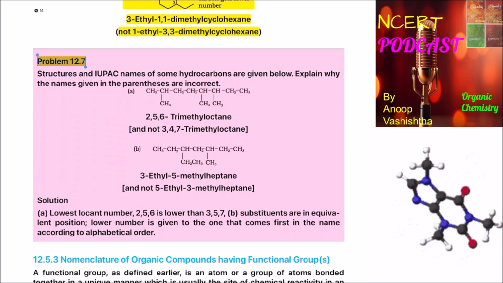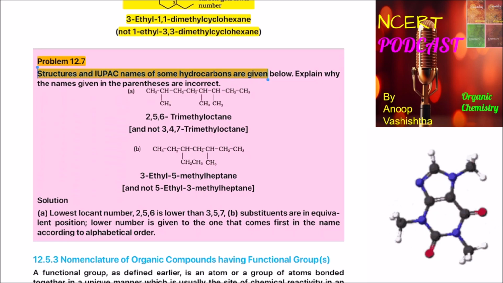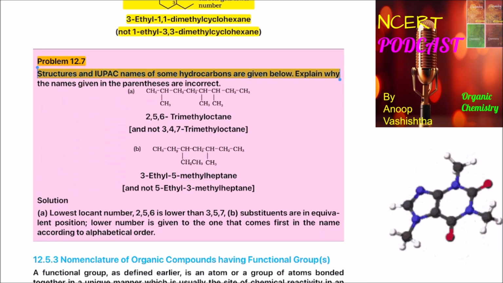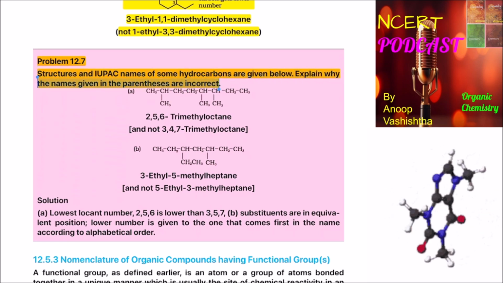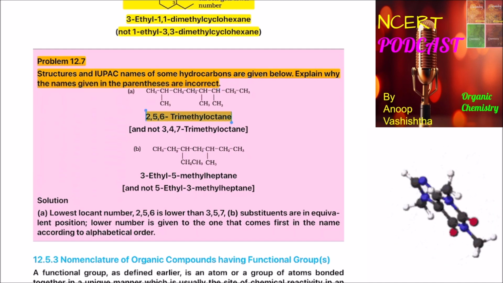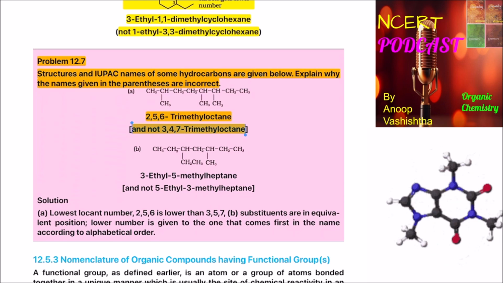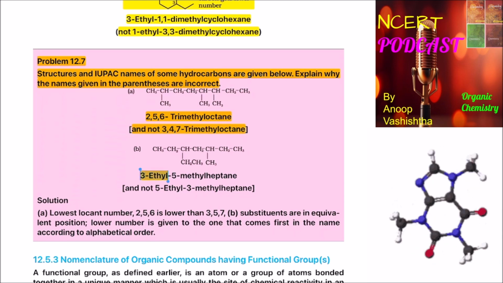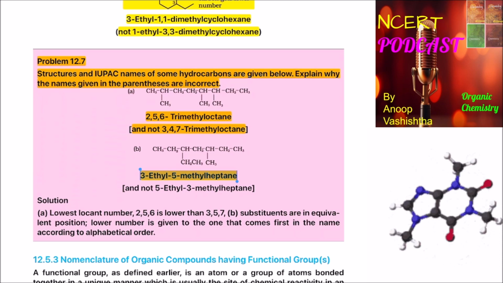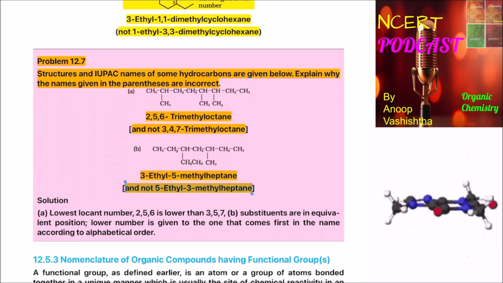Problem 12.7. Structures and IUPAC names of some hydrocarbons are given below. Explain why the names given in the parentheses are incorrect. 2,5,6-trimethyl-octane and not 3,4,7-trimethyl-octane. 3-ethyl 5-methyl-heptane and not 5-ethyl 3-methyl-heptane.